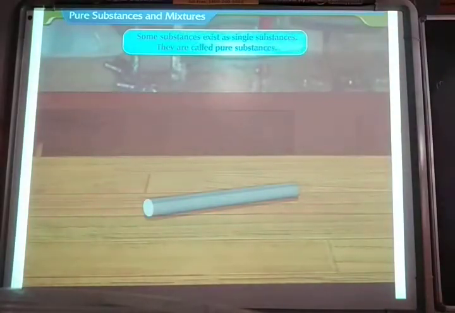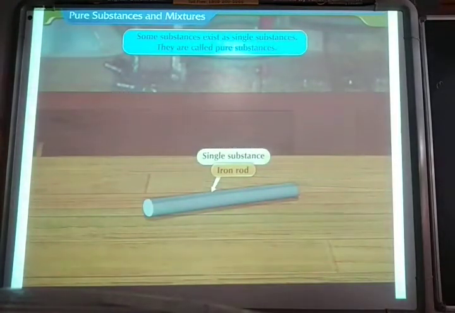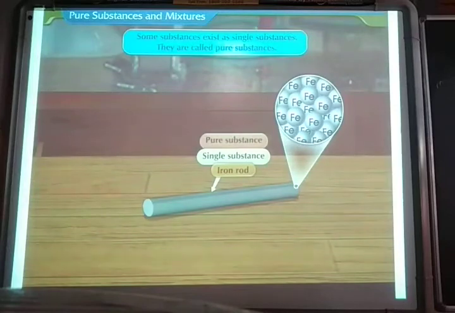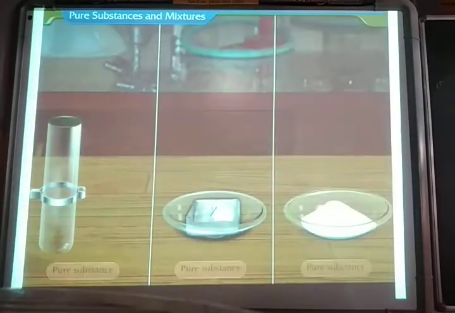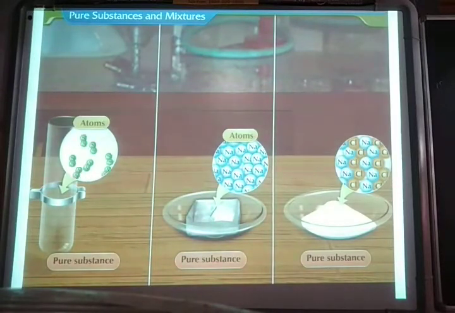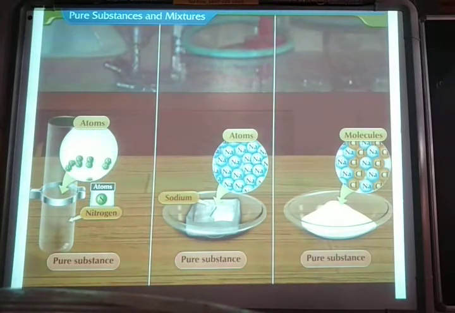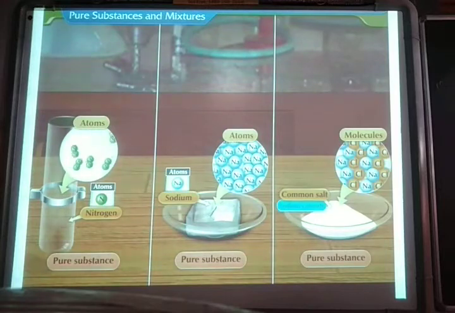There are also some substances which exist as single substances. They are called pure substances. A pure substance consists of only one type of atoms or molecules. For example, nitrogen is made up of atoms of nitrogen. Sodium is made up of atoms of sodium. Common salt or sodium chloride is made up of only molecules of sodium chloride.